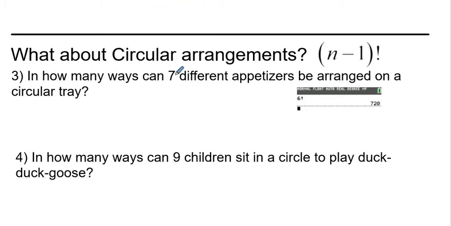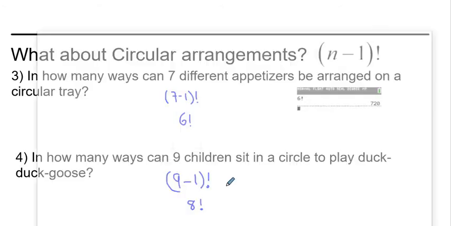So if you have 7 appetizers around a tray, that would reduce to 7 minus 1 factorial, which of course is 6 factorial. On the calculator, you get 720. 9 children sitting around a duck-duck-goose circle would become 9 minus 1 because they're sitting next to each other circularly, so that would be 8 factorial.